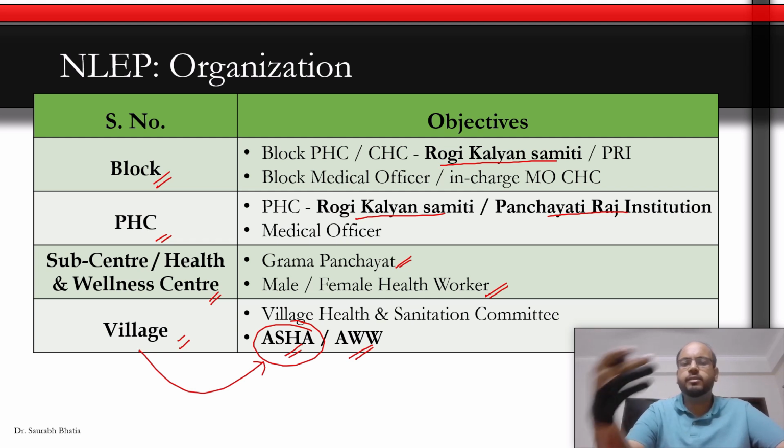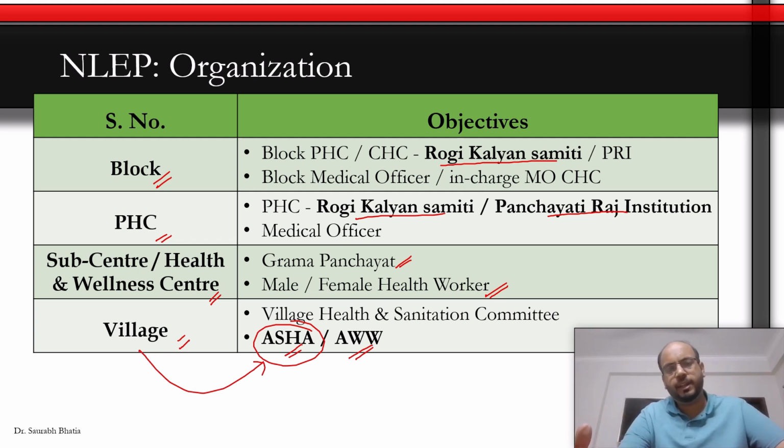So let's go in reverse order. At village, you have Asha. At sub-center, you have Gram Panchayat and male and female health worker. At PHC level, you have Panchayati Raj Institution and Rogi Kalyan Samiti. At block level, you have Rogi Kalyan Samiti. At district level, you have District Nucleus Team, District Medical Officer, and District Leprosy Officer. At state level, you have State Leprosy Officer. And at the central level, you have DGHS, Central Leprosy Institutes and training centers, and the Ministry of Health and Family Welfare. Just remember these names, and that is all which was asked in the viva. Let's move forward.